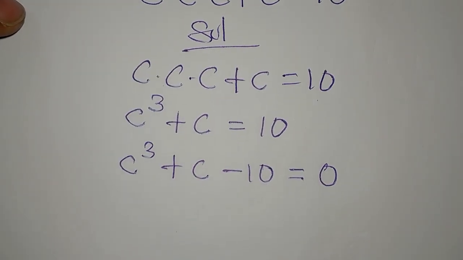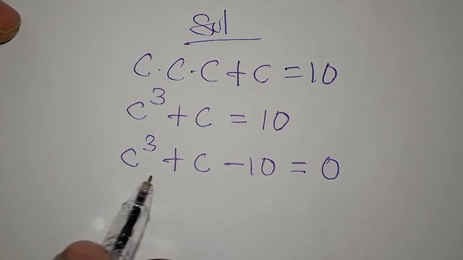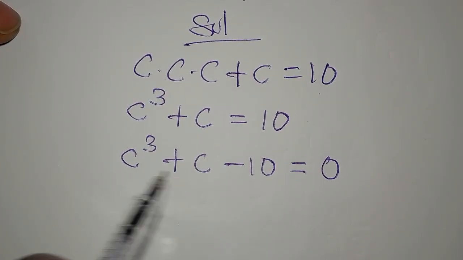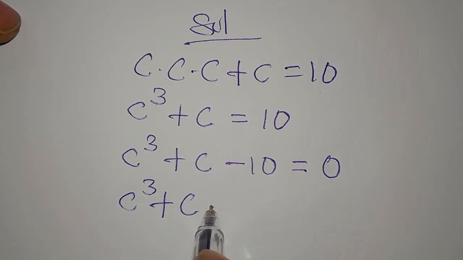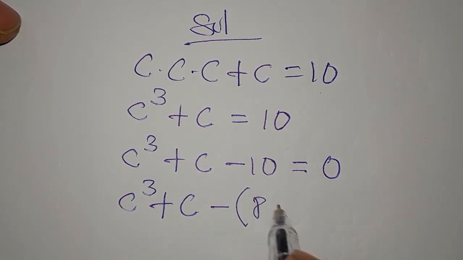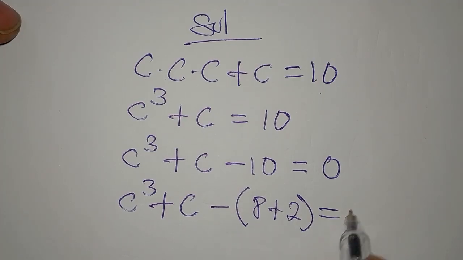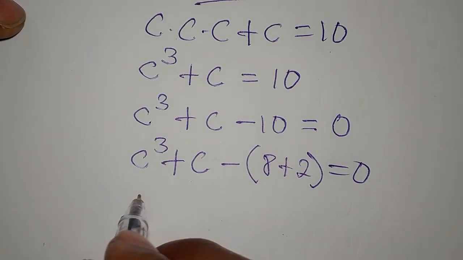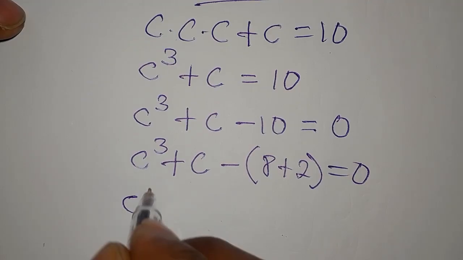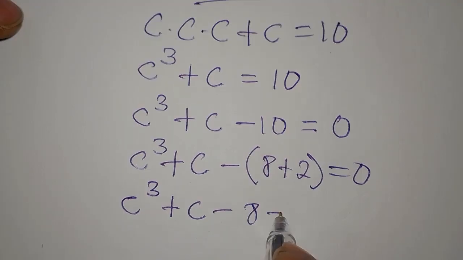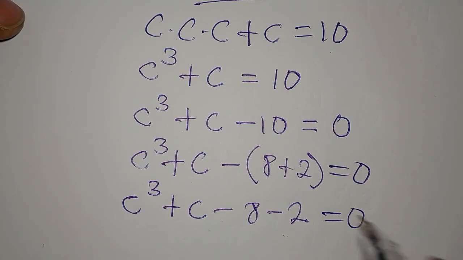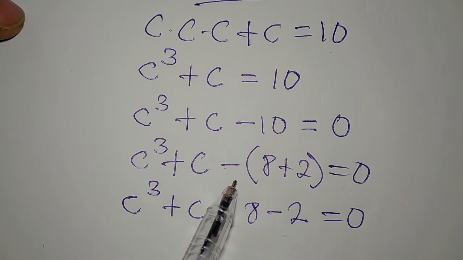0. But then you look at what we have here and 10. 10 can be in this form. So we take a step further. 10 is going to be 8 plus 2. Then open the bracket. We have C to the power of 3 plus C minus 8 minus 2 equals 0. Because negative times 8 is negative 8, and negative times 2 is negative 2.